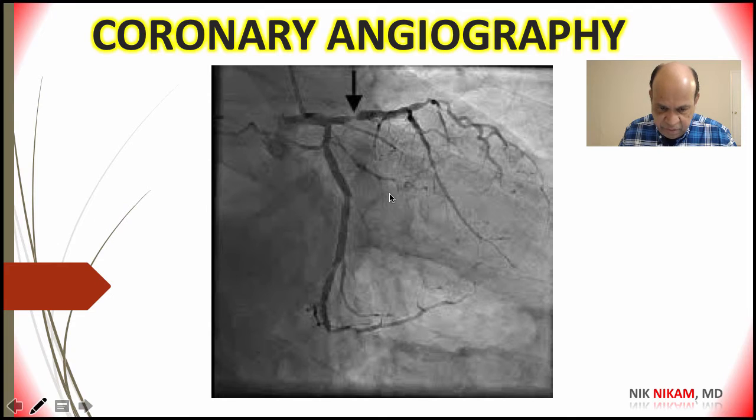Here is an example of another left coronary angiogram where we see a critical stenosis in the proximal portion of the left anterior descending artery. An acute occlusion of a left anterior descending artery would involve the septum, it could involve the anterior wall, and also the apex of the left ventricle.